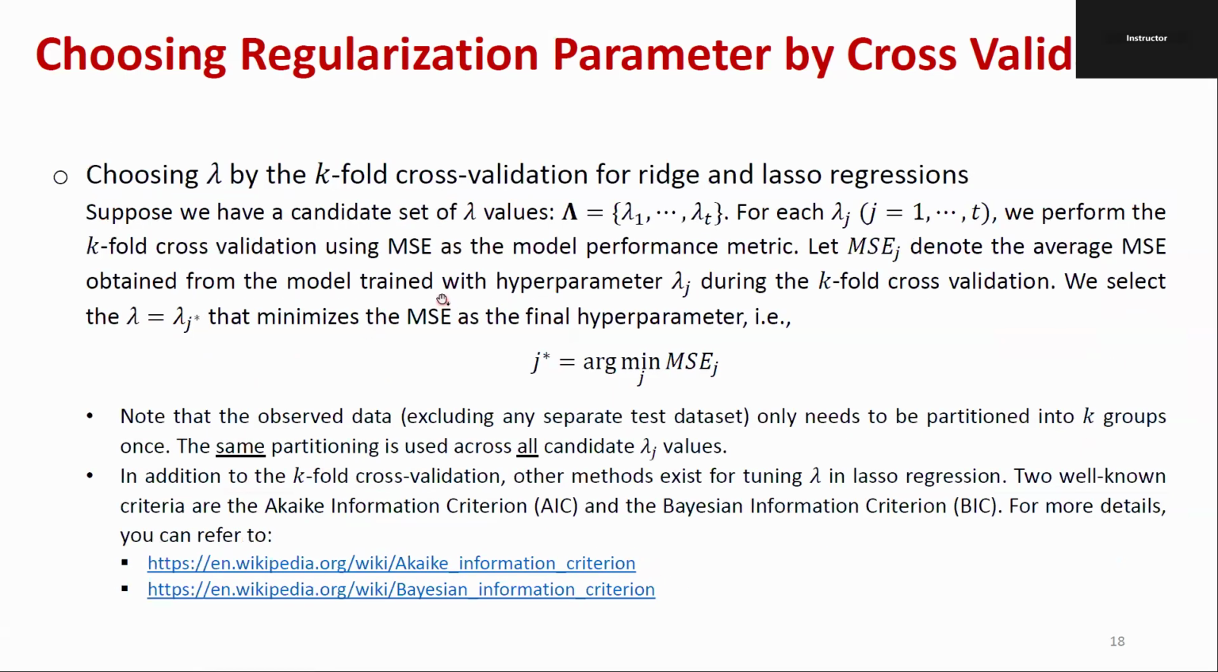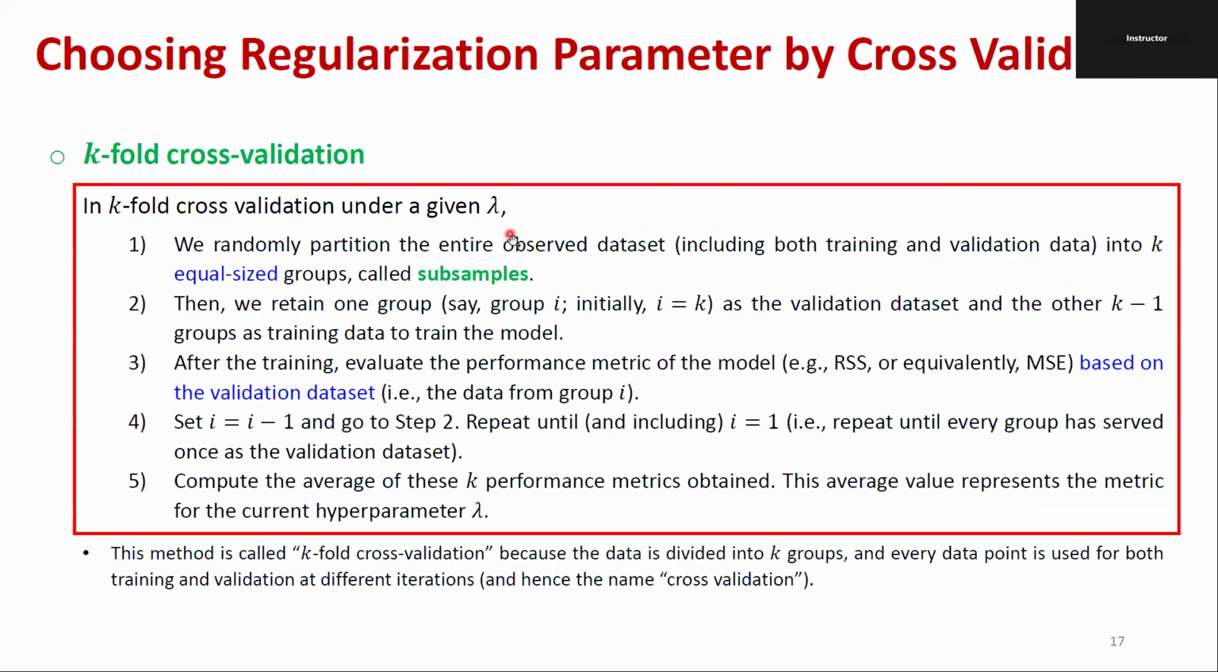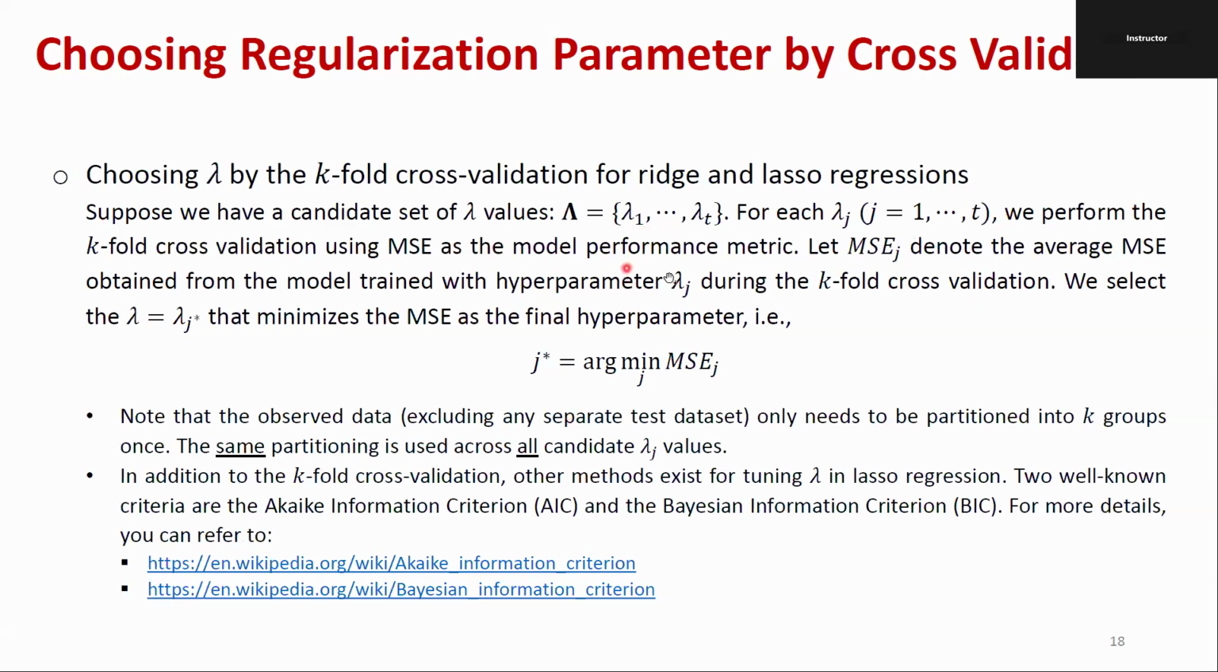Okay, so now I can have a candidate set of lambda, which is lambda 1 till lambda t. Recall that for each lambda, I can have the average MSE value, and then I'm going to compare these t average MSEs, and I will select the lambda equal to lambda j star, where this j star has the smallest corresponding average MSE.